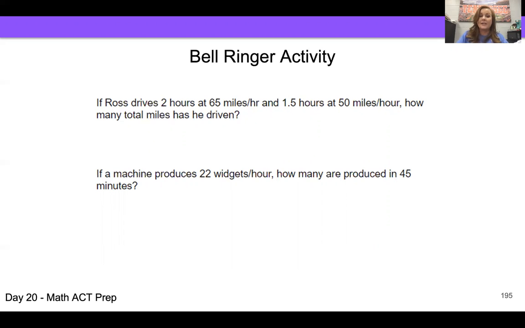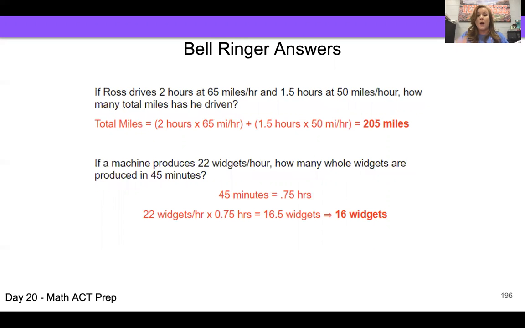Okay, welcome back. Let's check these answers. If Ross drives 2 hours at 65 miles an hour and then an hour and a half at 50 miles an hour, how many total miles does he drive? This one's pretty simple. 65 miles in 1 hour, if you do 2, that's going to be 130 miles. And then if you look at the 1.5, I can do this math in my head, because in 1 hour, I'd drive 50. In 30 minutes, or a half hour, I'd drive 25 miles. So that's 75. So 130 plus 75 is going to give you 205 miles.